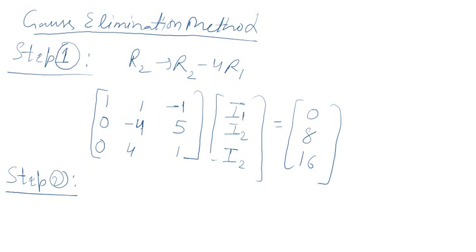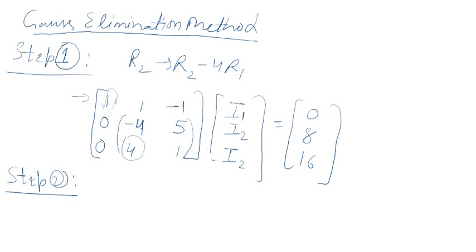Step 2: if you look at the first row and the entries below it, the leading entry is non-zero and the entries below are all zeros now. Now you work with this block. The first row here is minus 4, 5 and the second row is here. I wish to make this entry 0 by performing only row operations. Column operations are not allowed in the basic Gauss elimination method.